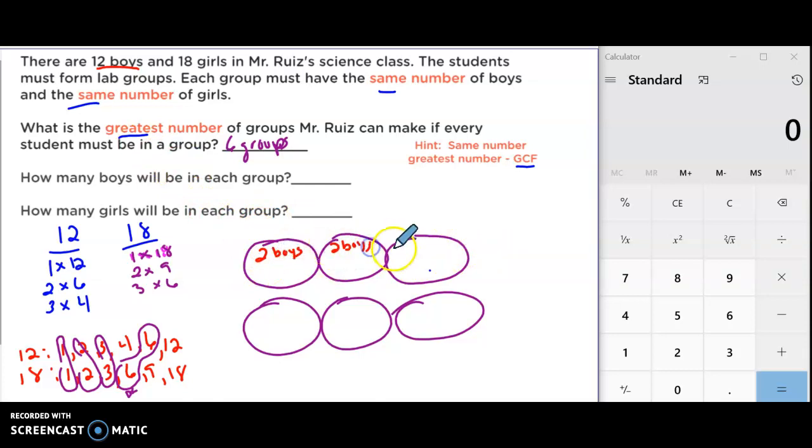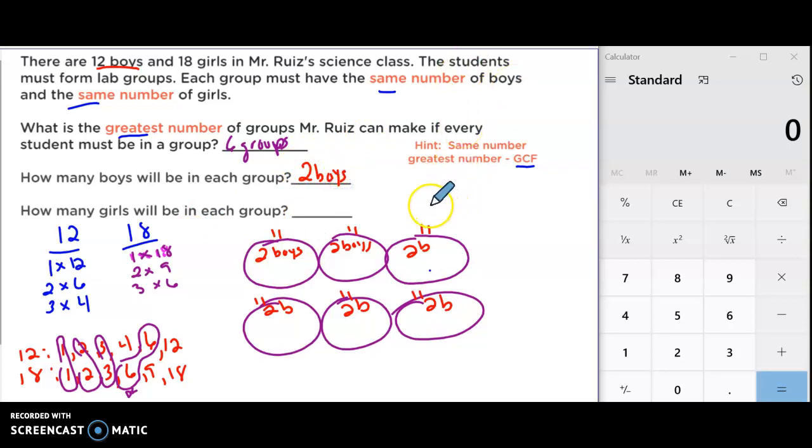I'm just going to write 2 boys, B for boys. 2 boys, 2 boys, and 2 boys. Now, you could have gone 1, 2, 3, 4, 5, 6, 7, 8, 9, 10, 11, 12. I'll show you. You could have done that. You still would have gotten 2 boys. All right, so 2 boys are in each group. How many boys will be in each group? 2 boys will be in each group.